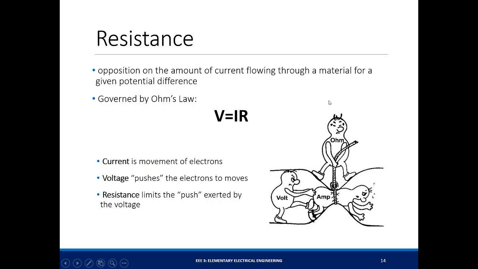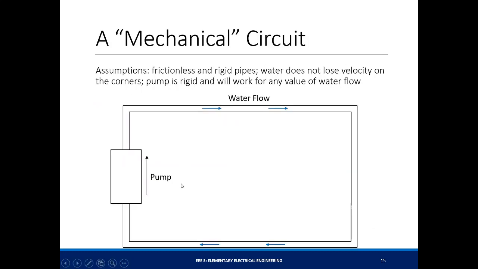So look at this illustration right here. It's kind of like that. You have your ampere being pushed by the voltage, but being limited by the resistance. So to get a feel of how that works, let's look at what is, quote unquote, a mechanical circuit. Some assumptions: the pipes are rigid and frictionless. Water does not lose velocity on the corners. The pump is rigid and will work for any value of water flow. So the pump just keeps accelerating the water that passes through it.